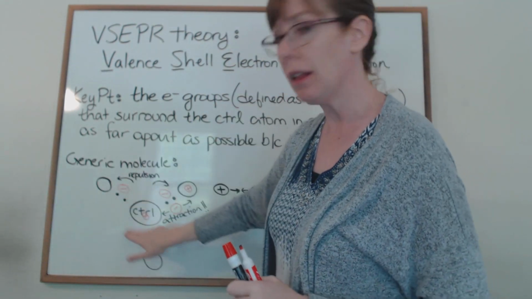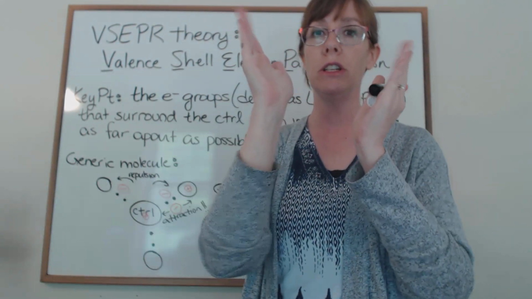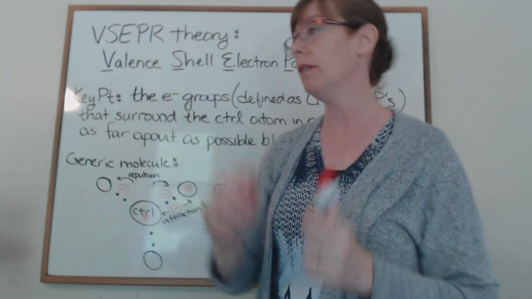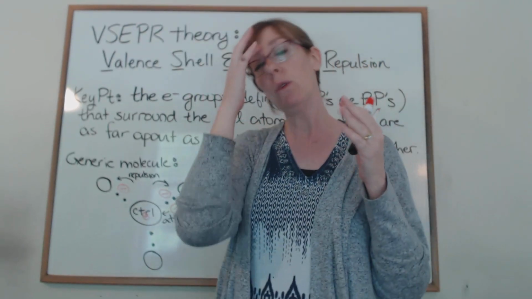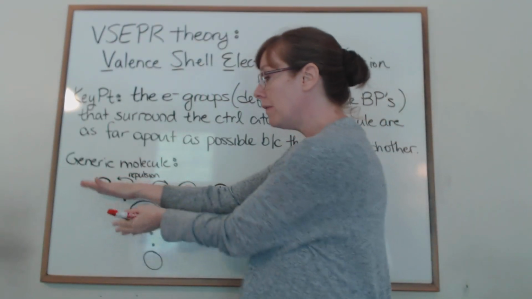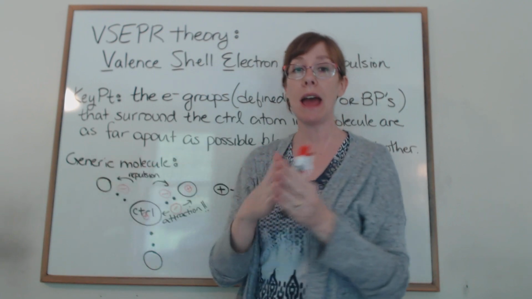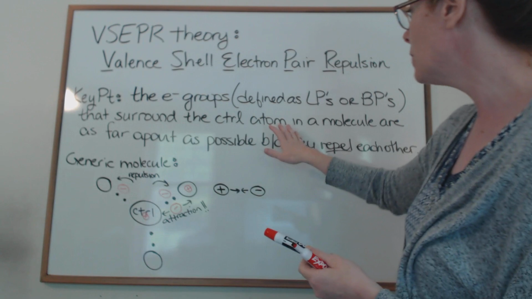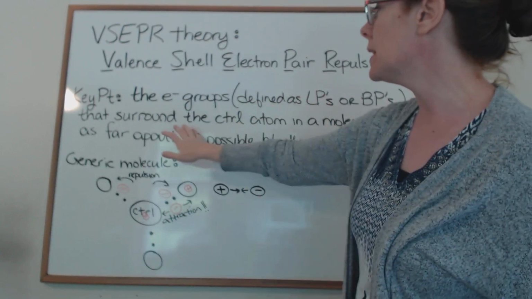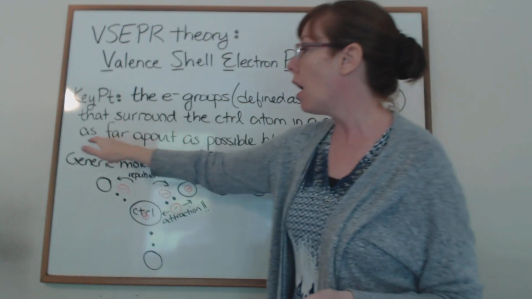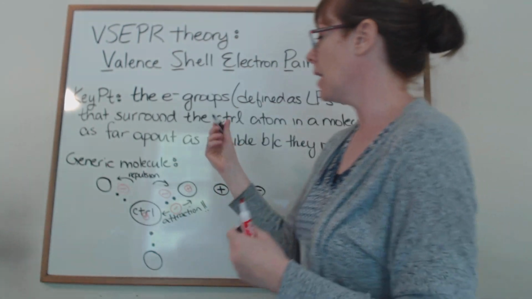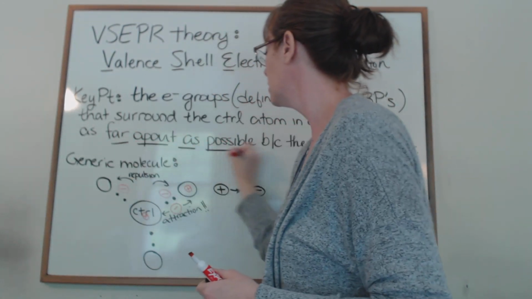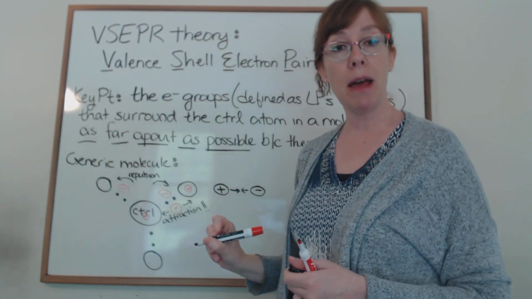But neighboring electron groups do not want to be near each other. Negative and negative will absolutely repel. And so the molecule is going to move these groups around until it can get maximum separation between the electron groups. And that's what I'm saying here. The electron groups that surround the central atom in a molecule are as far apart as possible. And that's because they repel each other.